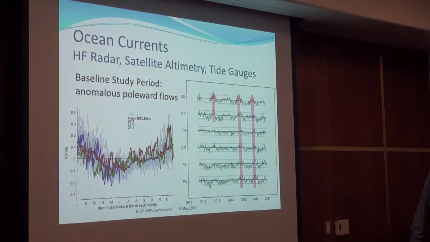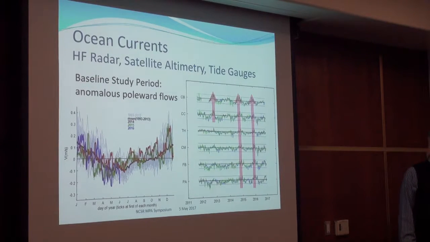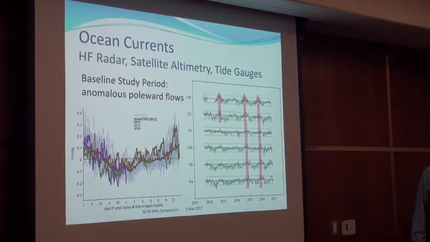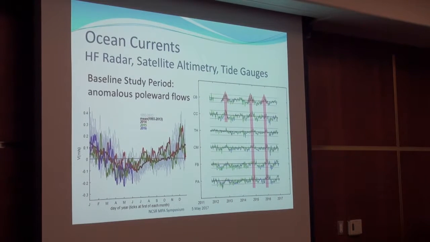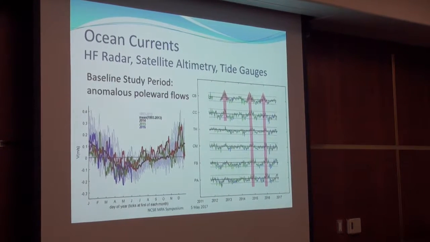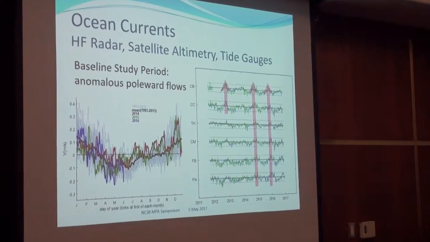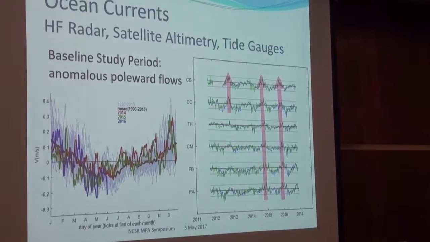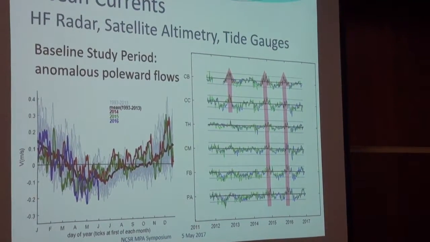Some other things that we put together in the report, we used measurements of ocean currents from high-frequency radar, the coastal network, as well as satellite altimetry. You measure variability in height of the ocean surface. You can infer the currents that are flowing around. It's like high-pressure, low-pressure systems in the atmosphere.